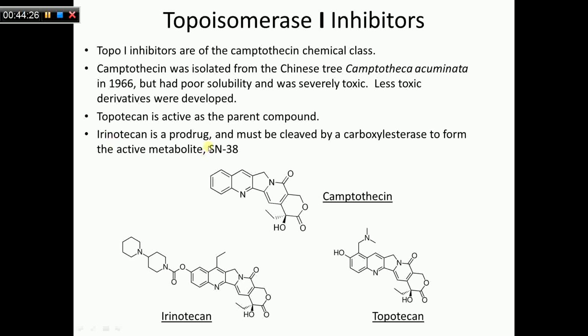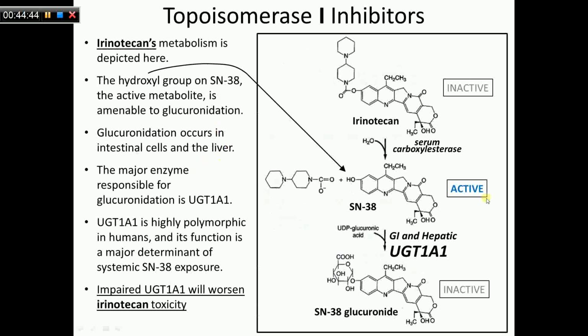It's critical to know that. Okay, and that's important, but I should say that it's actually more important to understand what happens with the metabolite. So SN-38, and I don't remember why it's actually called SN-38. There's probably a good reason in the literature. But SN-38 is the active metabolite of irinotecan. If you bear with me, I'm going to go to the next slide.